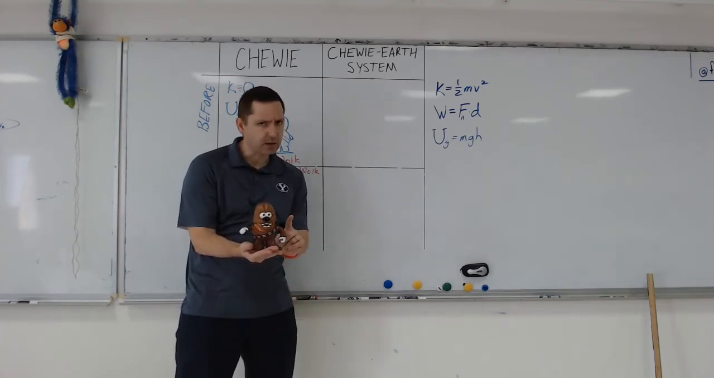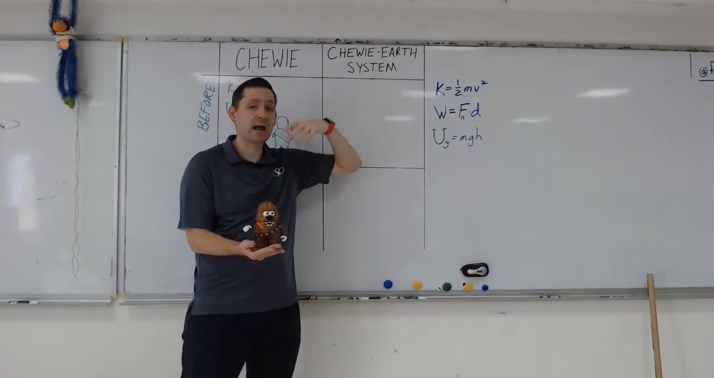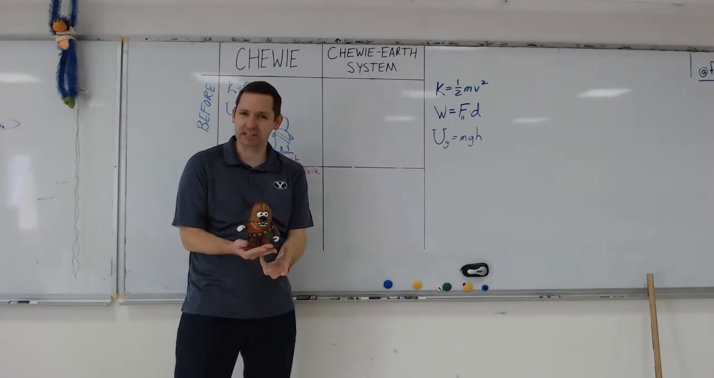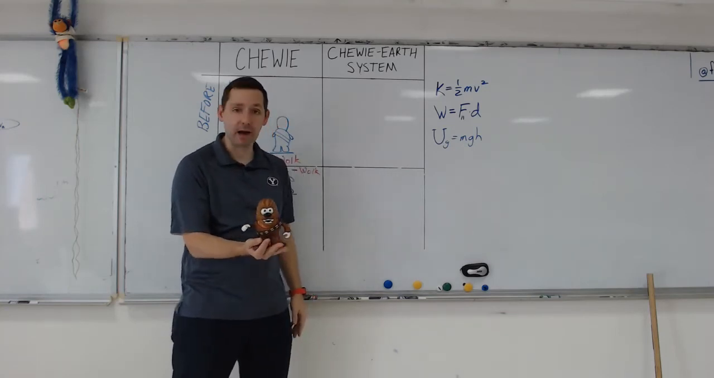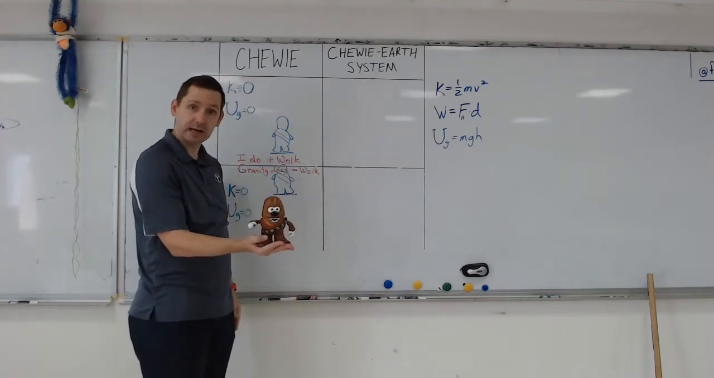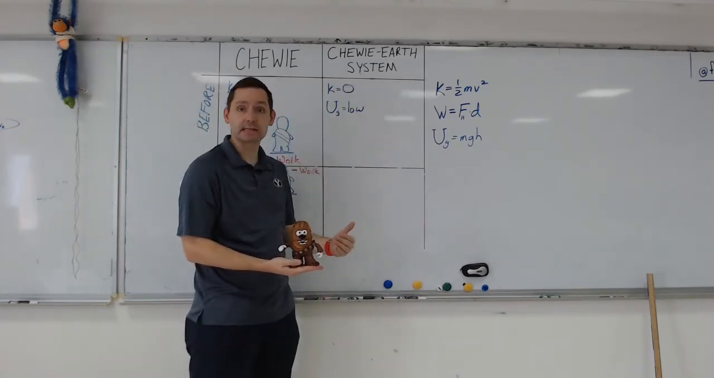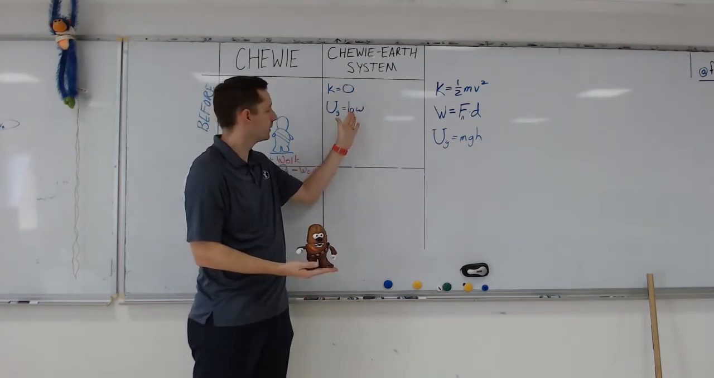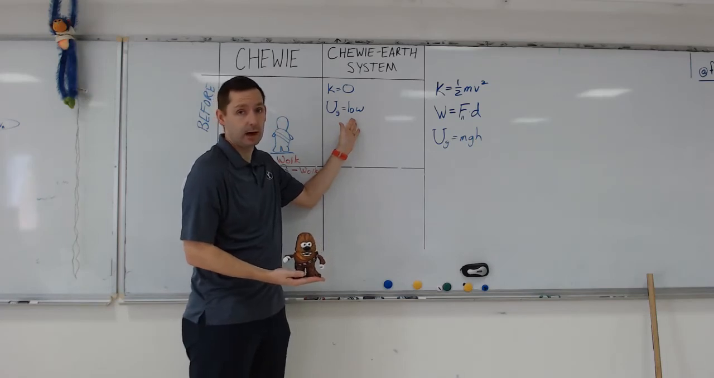So this is different because now that we're talking about the Chewie-Earth system, then we have to include the interaction of the two objects in our system due to that gravitational force. And so due to the distance between them, Chewie has a small amount of gravitational potential energy when he's hanging out here. Okay, now keeping it consistent, keeping it conceptual, no kinetic energy, low gravitational potential energy. Now, I raise him up.